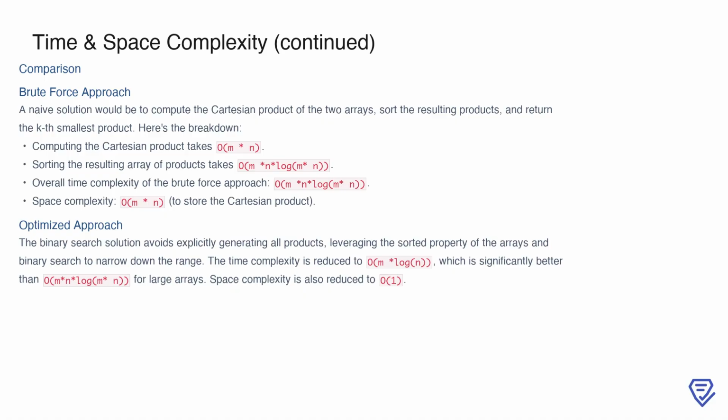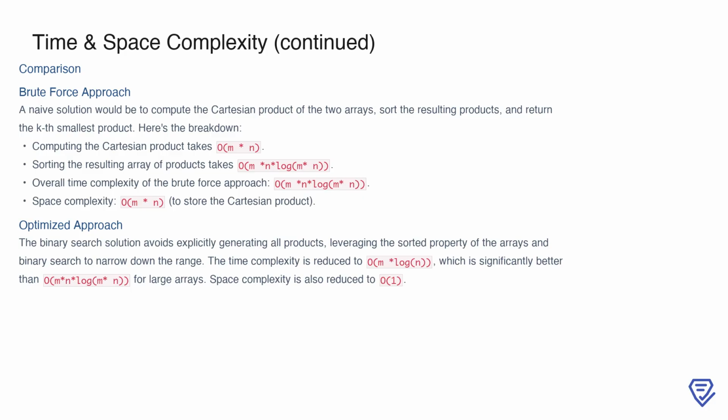When comparing the optimized solution to a brute force approach, the differences in efficiency become clear. A naive solution would compute the Cartesian product of the two arrays, which involves pairing every element of nums1 with every element of nums2. This operation takes O(m*n) time. After generating the Cartesian product, we would need to sort the resulting array of products, which has a time complexity of O(m*n * log(m*n)). This results in an overall time complexity of O(m*n * log(m*n)) for the brute force method. Additionally, the brute force approach requires O(m*n) space to store the Cartesian product.